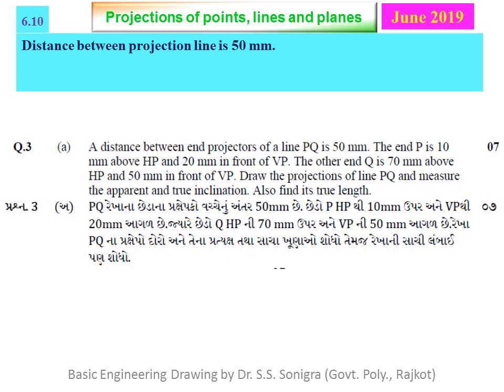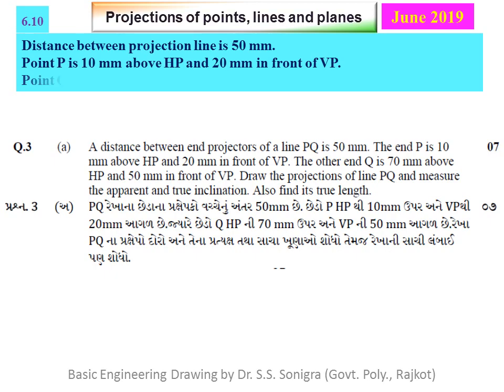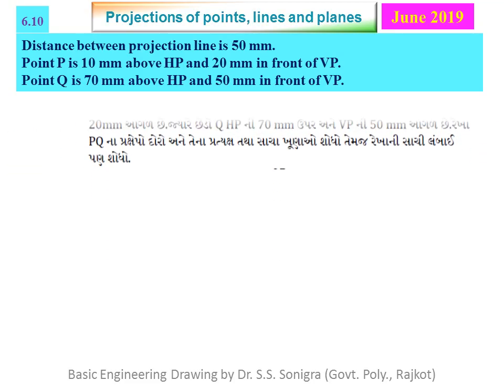Data is given like this. The distance between projection lines is given as 50 mm. Point P is 10 mm above HP and 20 mm in front of VP. Point Q is 70 mm above HP and 50 mm in front of VP. So this is the given data, which can be written in brief like this.